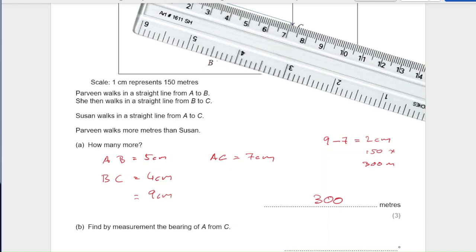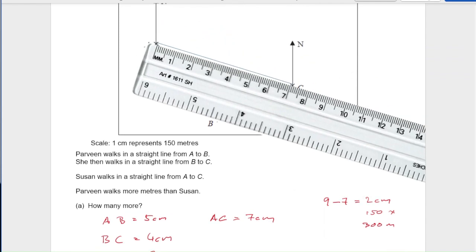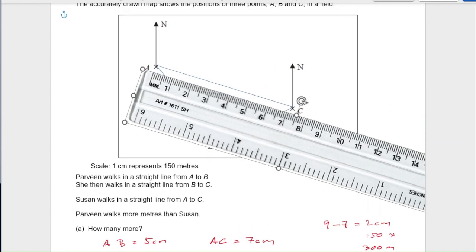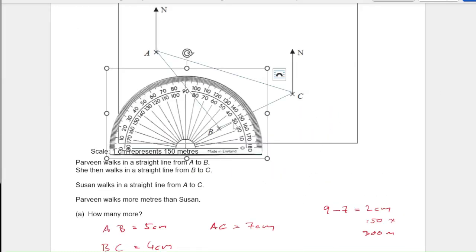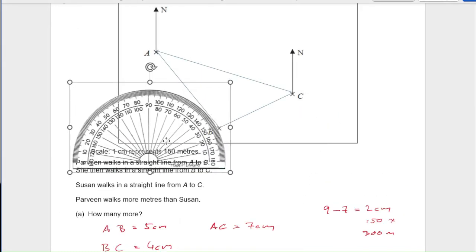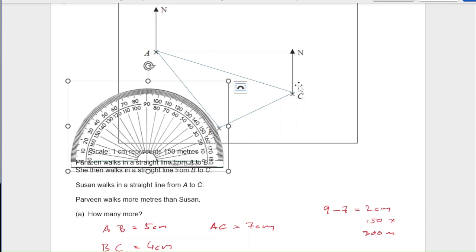But there we go. So part B, find by measurement the bearing of A from C. So I'm going from C. Okay, so I've already got my north line measured on. Just going to get rid of my ruler and grab my protractor. Okay, so here's my protractor. I've only got a 180-degree protractor. Bearings are measured as 3 figures from the north.